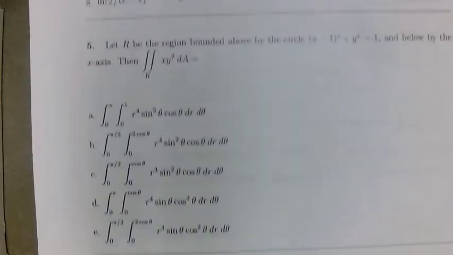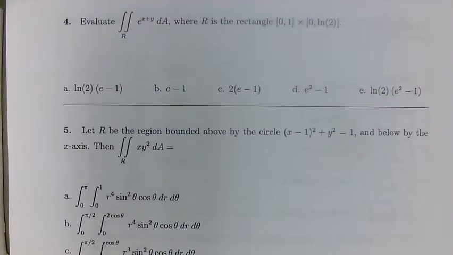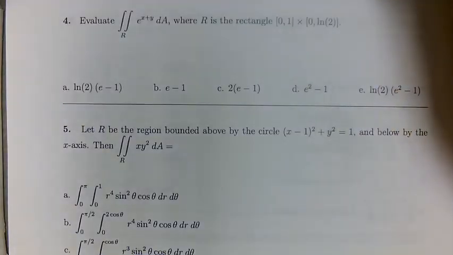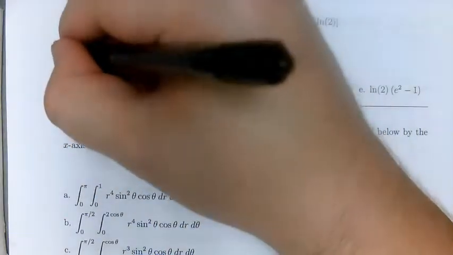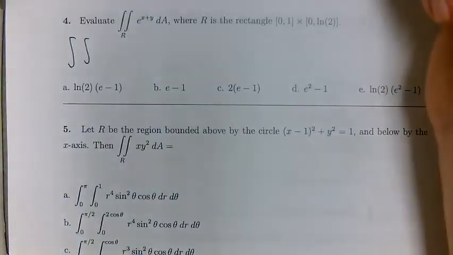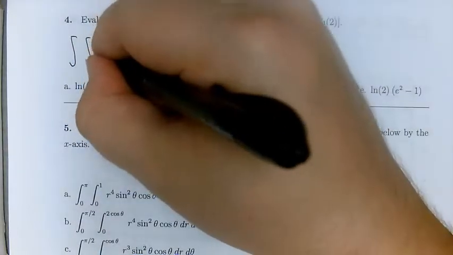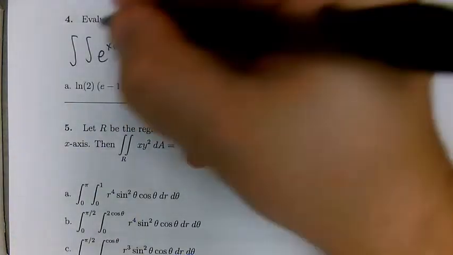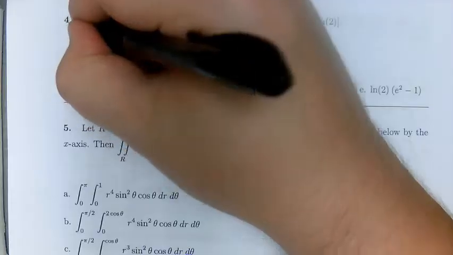All right, let's move on to our next problem here. Evaluate this double integral. This is another iterated rectangular integral, and this time it really doesn't matter which order we do it in. It's equally easy either way. So I'm going to do dx dy. You have 0 to 1 for that, and 0 to log 2 of this.